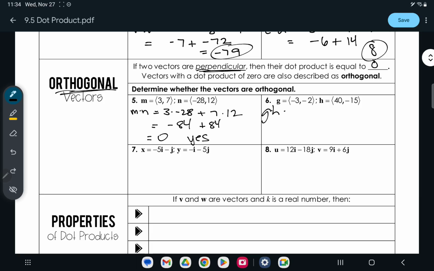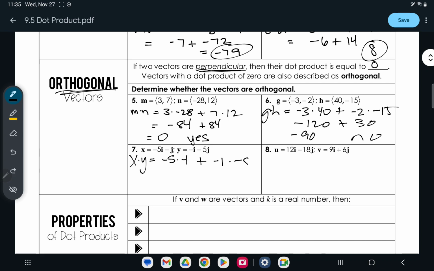Let's see if these are. G times H is negative 3 times 40 plus negative 2 times negative 15. So it's negative 120 plus 30, which is negative 90, which is not 0. So no, these are not perpendicular. All right, X times Y would be negative 5 times negative 1 plus negative 1 times negative 5, which gives 5 plus 5, which gives 10, which is not 0.